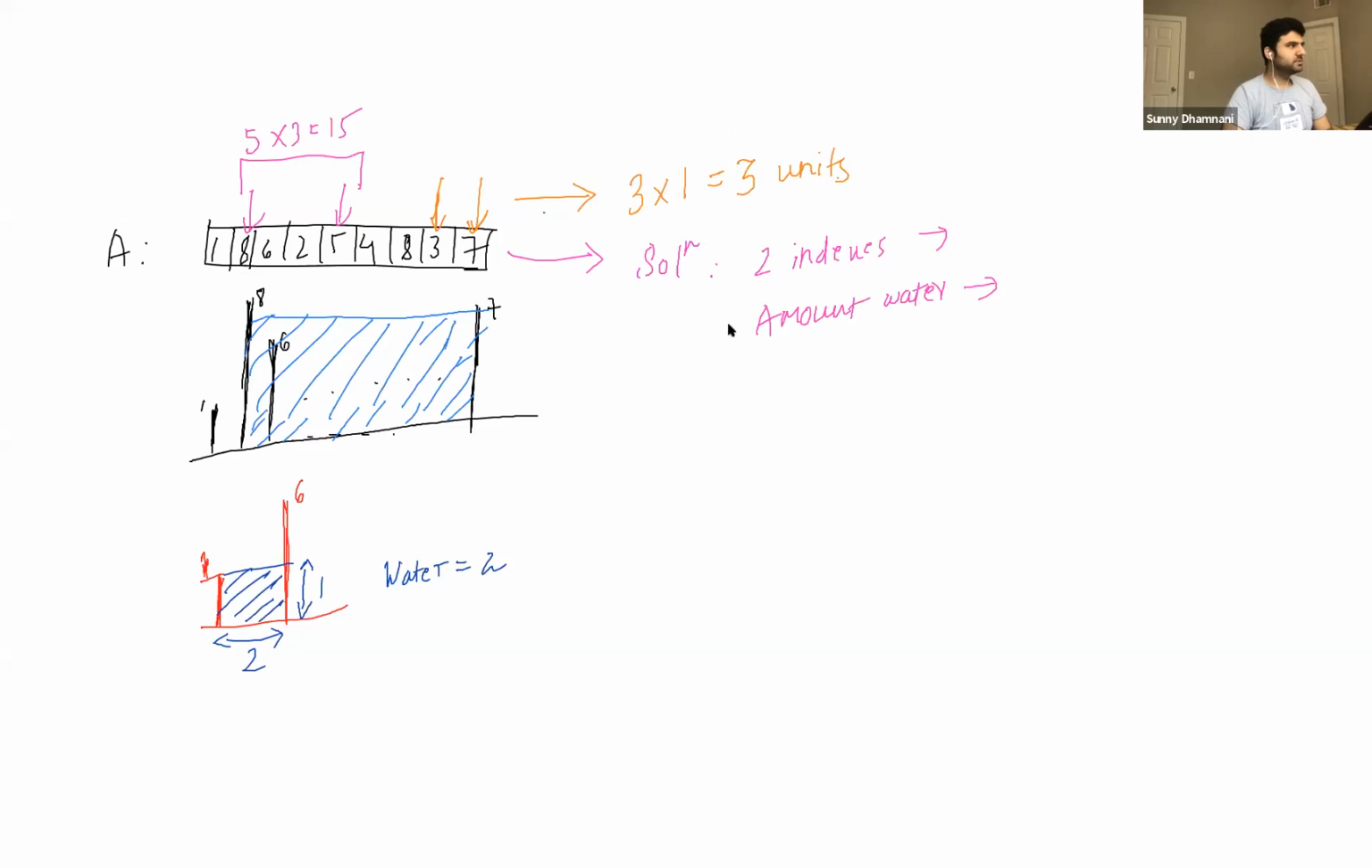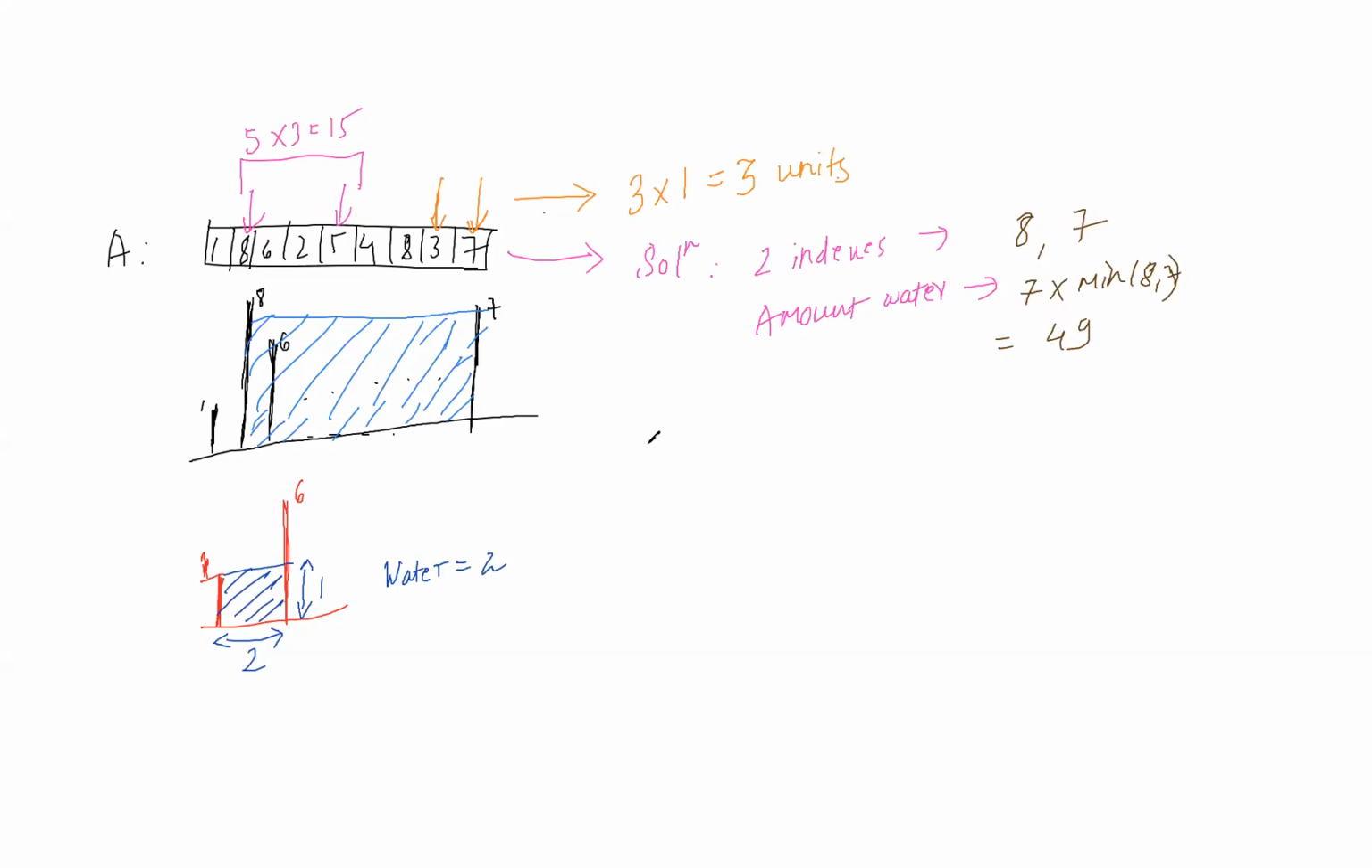Okay, so I will just write the elements. So elements would be 8 and 7, right? The amount should be 49. So the width would be 7 and the height will be the minimum of these two, 8 and 7, which will be 49. Everybody with me? Yes, sir. Okay, good. So we understood the problem, and now what should be the approach?